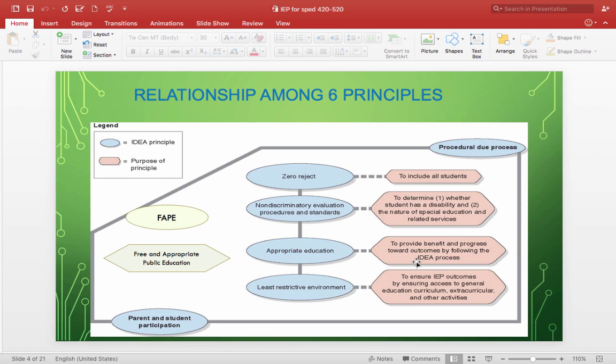So we want to make sure that, and procedural due process kind of wraps around all of these, so that if there's something going on that doesn't seem quite right, and parents or students don't feel that they're being treated fairly, they have a way to manage this.